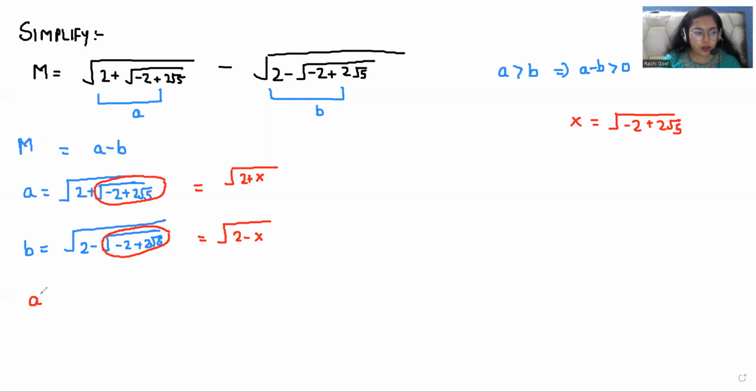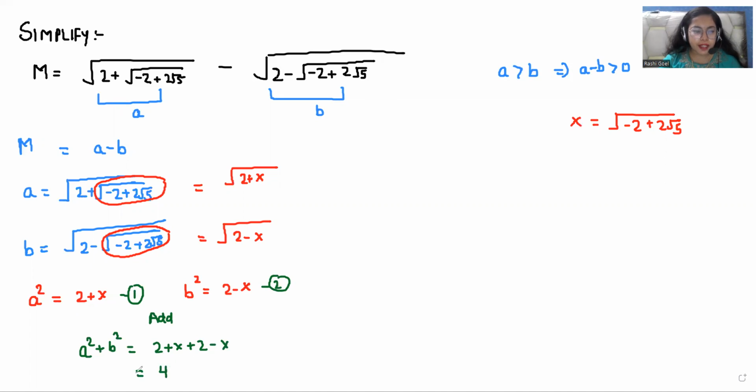So if I calculate the value of a square, the value of a square will be 2 plus x and the value of b square will be 2 minus x. I'm taking it as equation number 1 and this one as equation number 2. If I add both the equations, the left hand side will be a square plus b square is equal to 2 plus x plus 2 minus x. 2 plus 2 is 4, plus x minus x will eliminate. So the value of a square plus b square is 4.